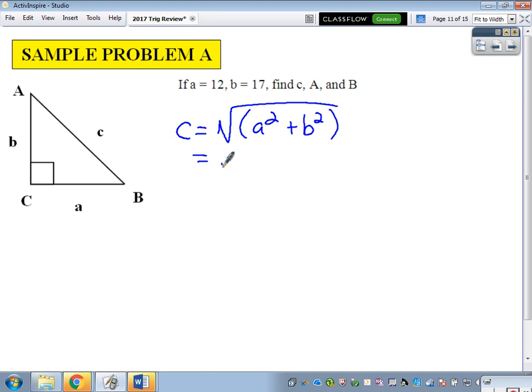Then the next step is going to be our substitution, where we know a is 12, we know that b is 17. We can substitute directly into our equation. Okay? And our last step, once we have that, let's compute what our answer would be. And the nice thing is, if we've done our legwork and set it up properly, this should be a very easy substitution.